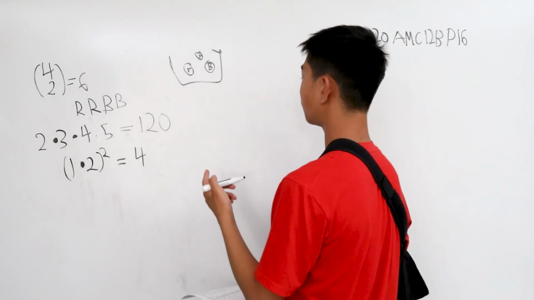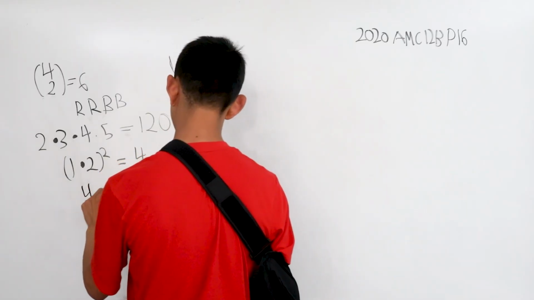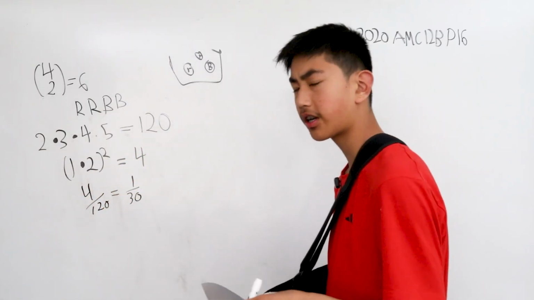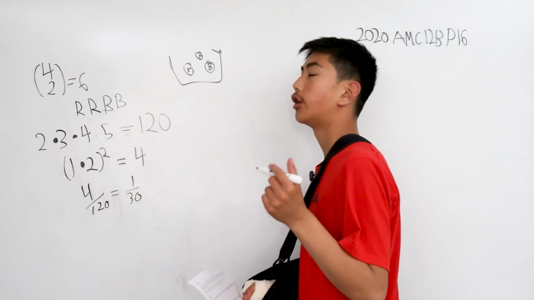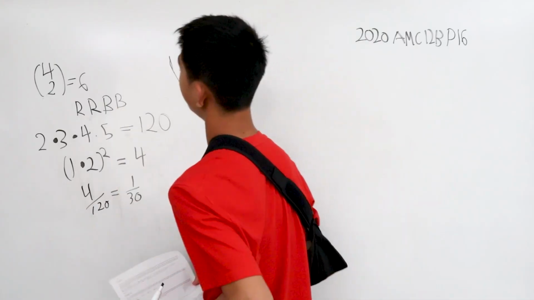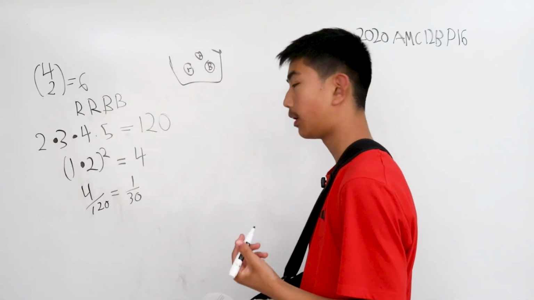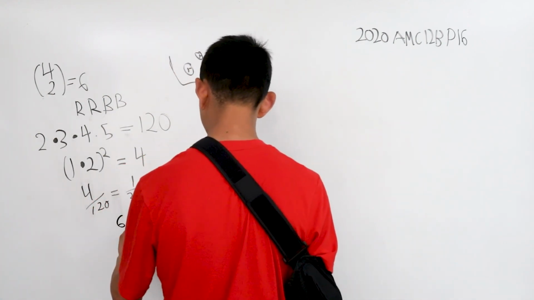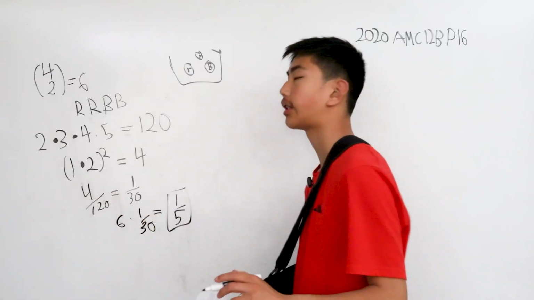Now, what we get when we divide 4 by 120 is equal to 1 over 30. But 1 over 30 is not our answer. It's not even in our answer choices. This is because we haven't considered the number of orderings in which these balls can be drawn. So we've shown that there are 6 ways to draw these balls independently. So 6 times 1 over 30 gives you 1 over 5, or answer choice B on the test. That is our answer.